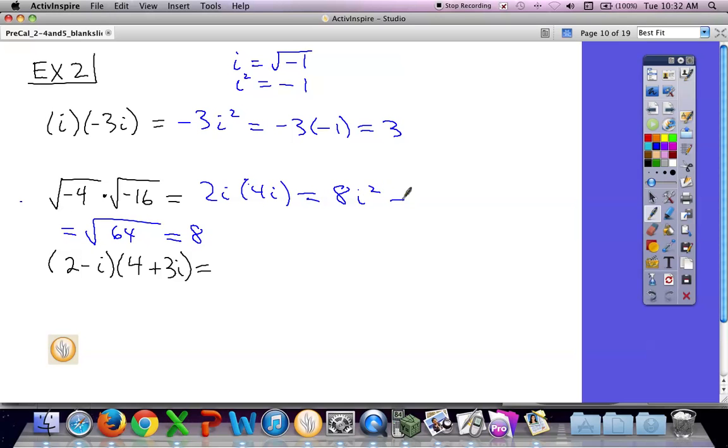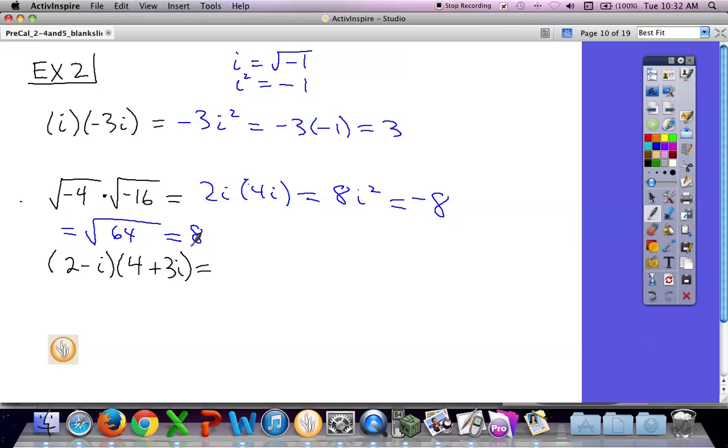8i squared, which is negative 8. Right? So notice that's why this is wrong. Right? It's not positive 8. It's actually negative 8. And if you would have tried to apply that property, it would not have worked.